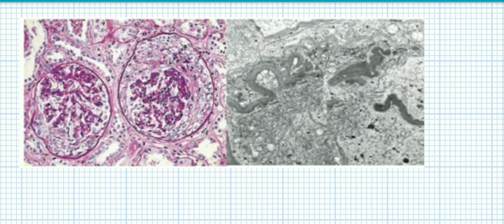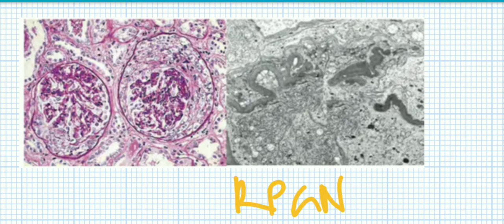Hi everyone. So today we are discussing renal pathology. This picture is suggestive of RPGN, that is rapidly progressive glomerulonephritis. Here you can see in the first picture, the light microscopy with PAS staining, and the second one is about electron microscopy.